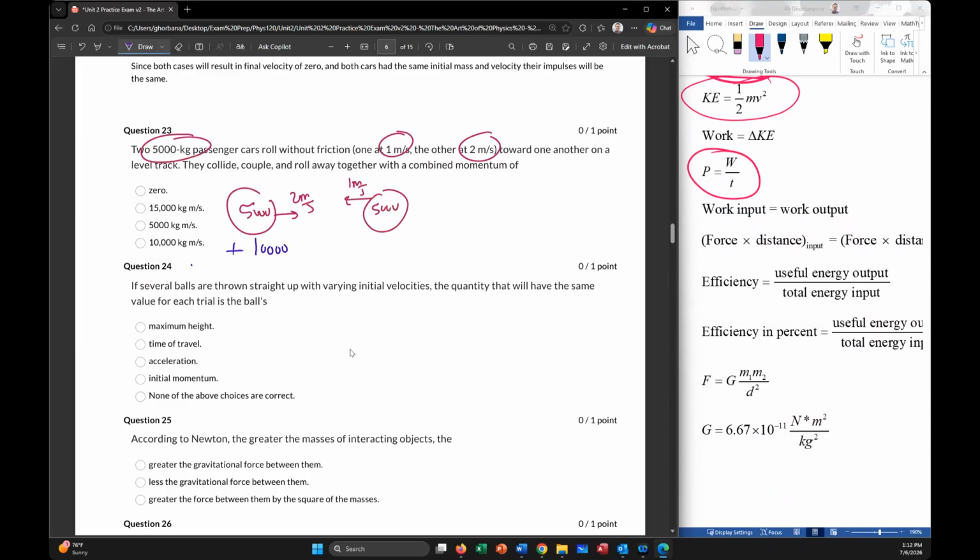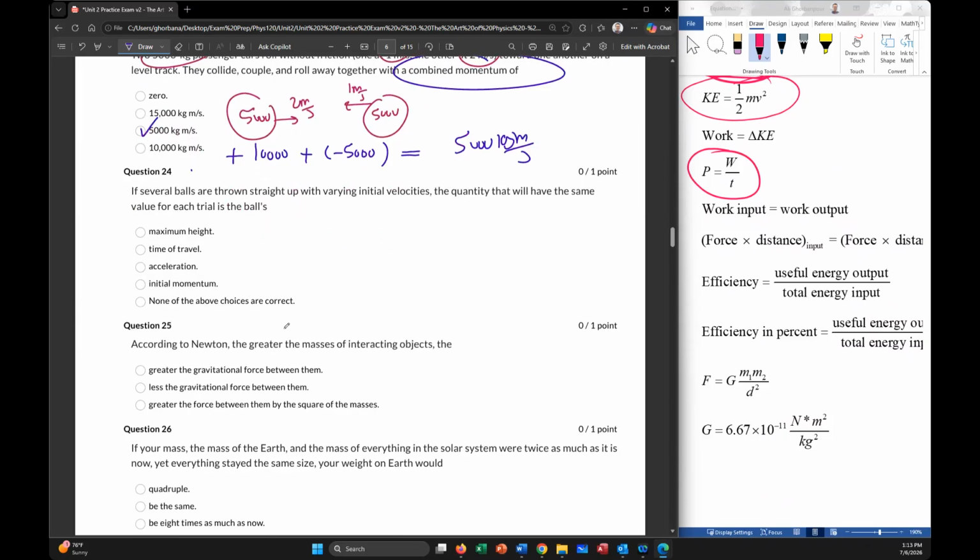Positive or negative? Positive. Okay, right is always positive. Plus, what is the momentum of the second one? It's 5,000, but negative. Okay, so negative 5,000 kilogram meter per second. Good. So what is the total momentum? 10,000 minus 5,000. So it's going to be 5,000. Yes? So what is the combined momentum? 5,000.